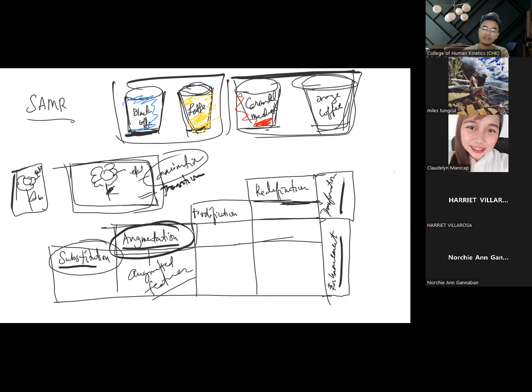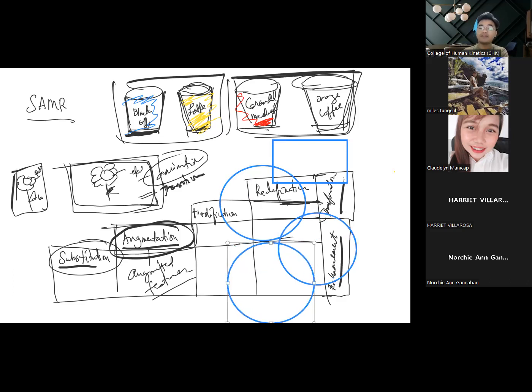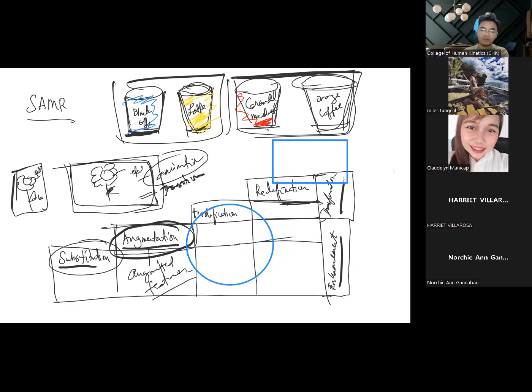Pwede rin akong maglagay ng square o perfect na rectangle or perfect na circle. Di na sana ako nag-drawing kanina ng tatlong circle. So I can make 3 circles. Can the Blackboard and my hand do this? No. So what level is this now? Augmentation. Okay? So naintindihan ba? Yes, sir.